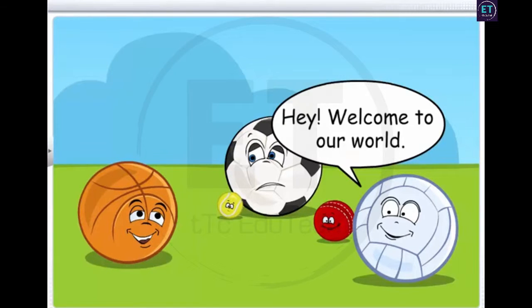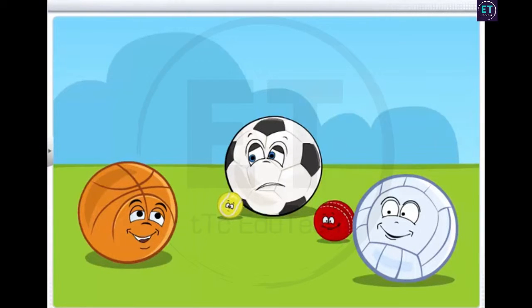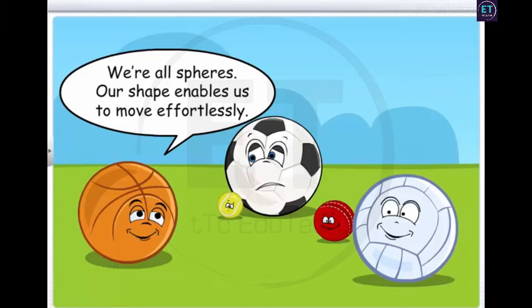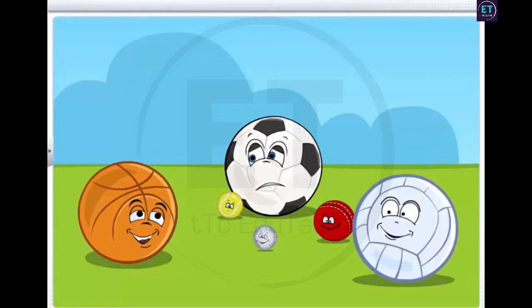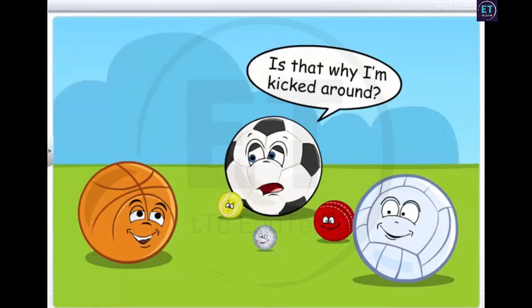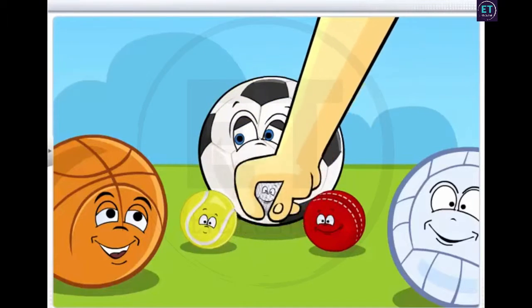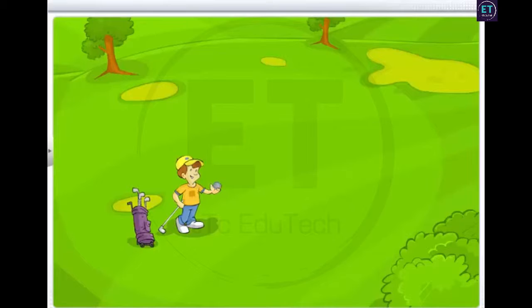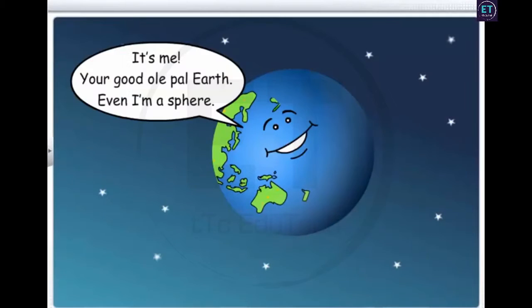Welcome to our world. We're all spheres. Our shape enables us to move effortlessly and land easy. Is that why I'm kicked around? It's me, your good old pal Earth. Even I'm a sphere.